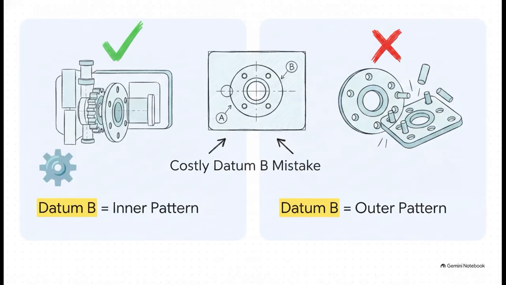Got it? Good, because here's the wild part. Making that choice isn't just about swapping a letter on a drawing. If you declare datum B as the inner bolt hole pattern versus the outer pattern, you are quite literally producing two completely different populations of acceptable parts from the exact same nominal design. Guess wrong? Or just pick what's easiest to measure on the CMM, and it's a massively costly mistake. So which one did the designer actually intend?